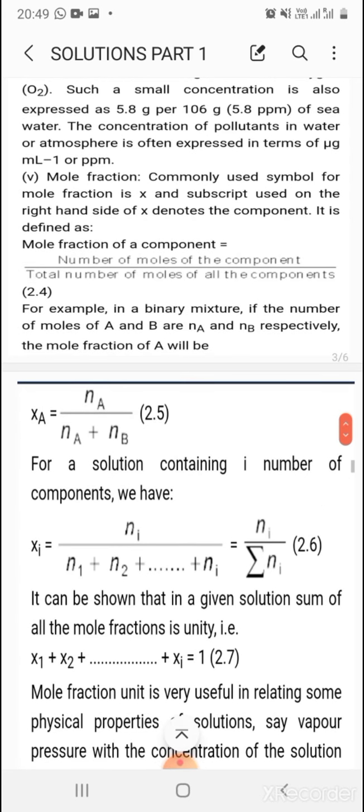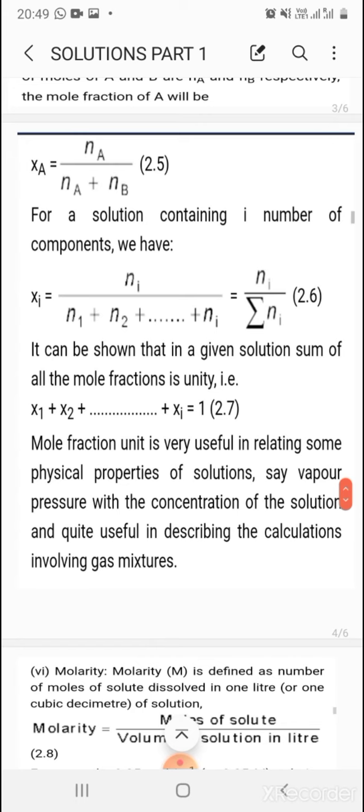सो इन शॉर्ट आपको पता होना चाहिए कि मोल फ्रैक्शन क्या है। किसी भी एक कंपोनेंट के मोल्स को अगर हम टोटल नंबर ऑफ मोल से डिवाइड कर दें, that will obtain the mole fraction of that particular component. And total mole fraction always is equal to 1. It cannot be greater than 1 and it is not smaller than 1.